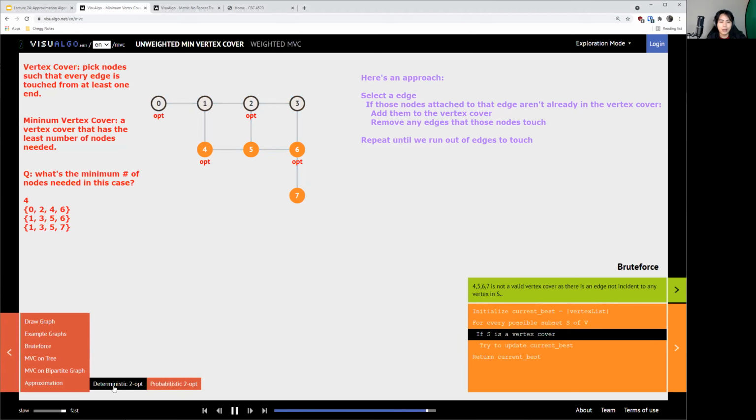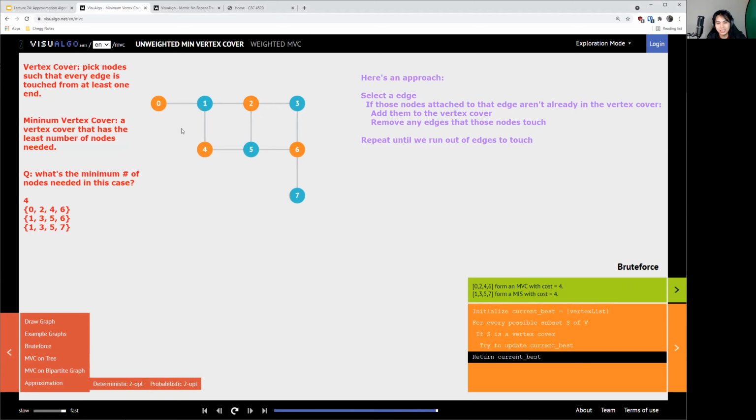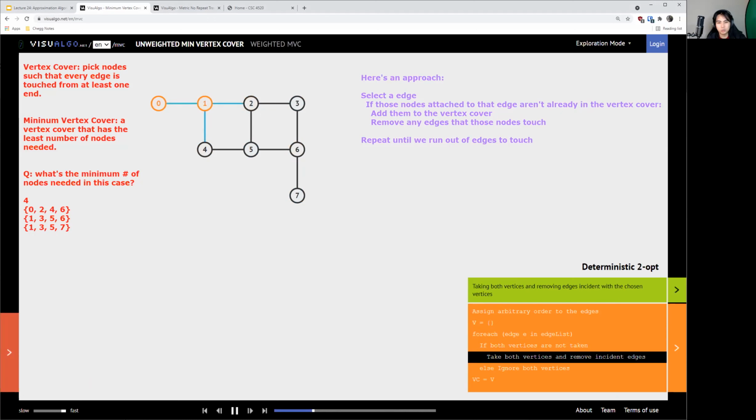Let's go ahead and look at a faster version, right? Actually, we'll wait for this to finish out of respect. All right, so this finally at the end will pick these 4 nodes, 0, 2, 4, 6. We're going to go ahead and just run this algorithm.